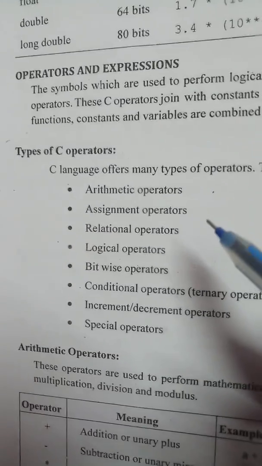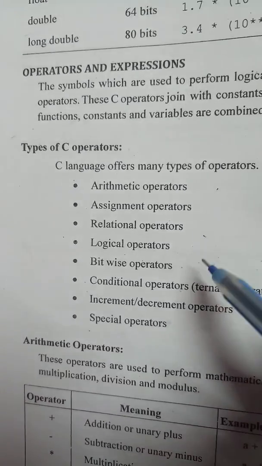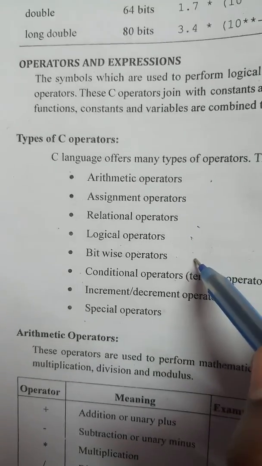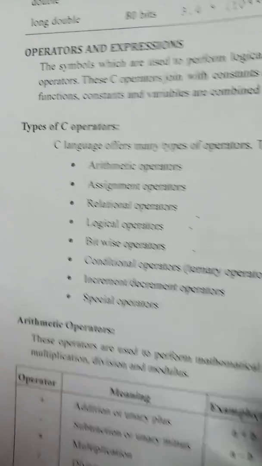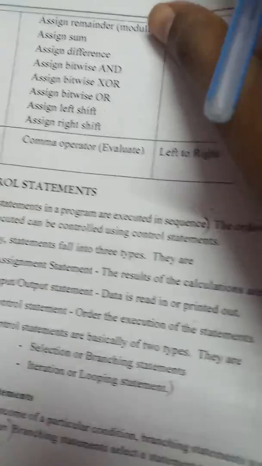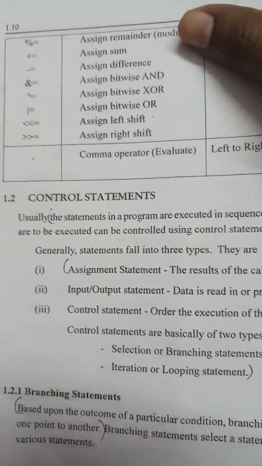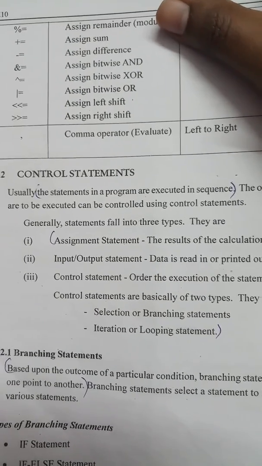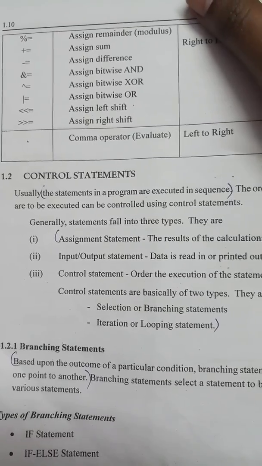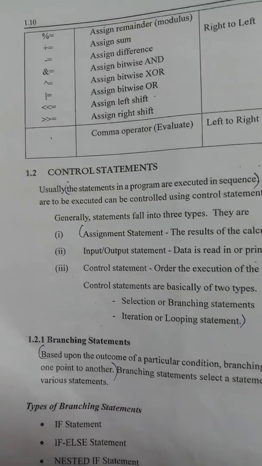Then there are different types of operators. First one is arithmetic, second one is assignment, third one is relational, fourth one is logical, then bitwise, conditional, increment or decrement operators, and special operators. Okay, the next one is control statements. Statements in a program executed in sequence order are called control statements.